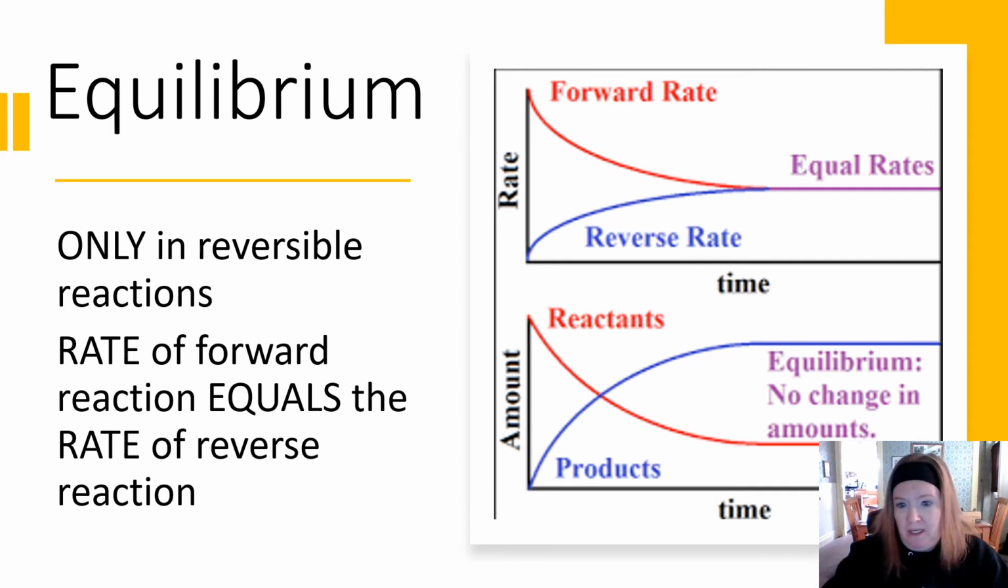Equilibrium can only be found in reversible reactions. So if the reaction is only going in one direction, we can't have an equilibrium. In order to have an equilibrium, we've got to have a forward and a reverse reaction happening. And for equilibrium to occur, the rates of the forward and the rates of the reverse are going to be the exact same. They're going to be equal. So the forward reaction is happening and the reverse reaction is happening, but they're happening at the same rate.